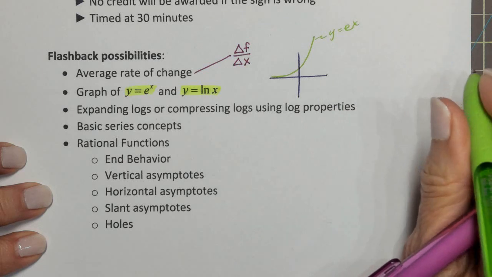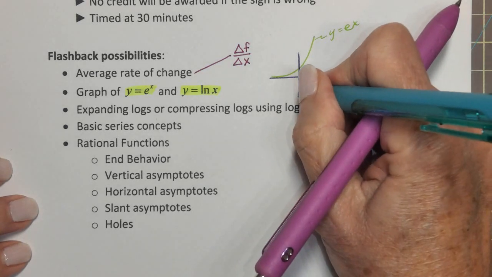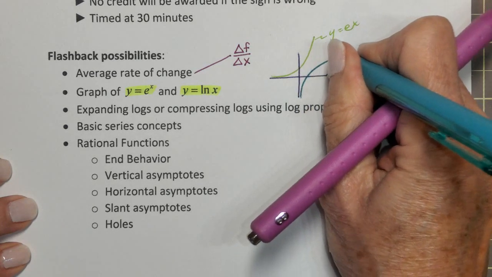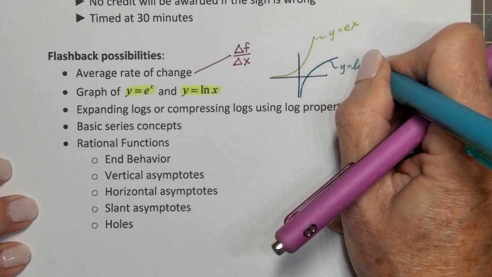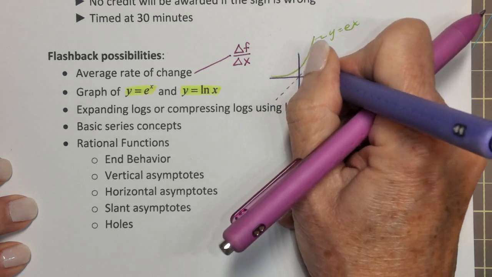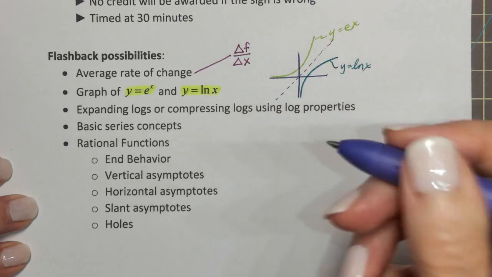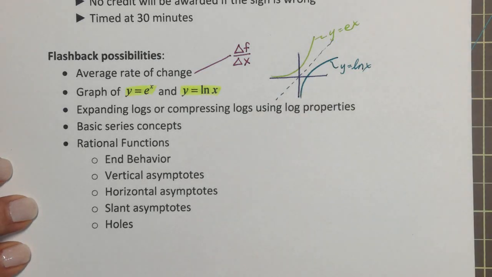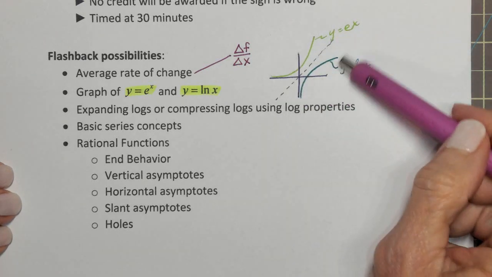For the graph of ln x, it has symmetry with respect to the line y is equal to x. It does this. Okay. That is the graph of y is equal to ln x. So we have symmetry with respect to the line y is equal to x. Because they are inverses of each other. They undo each other. Inverses. Okay? And then know how to answer questions about these graphs.